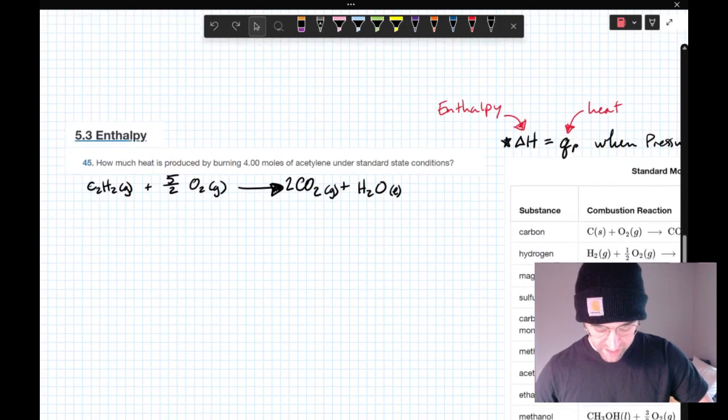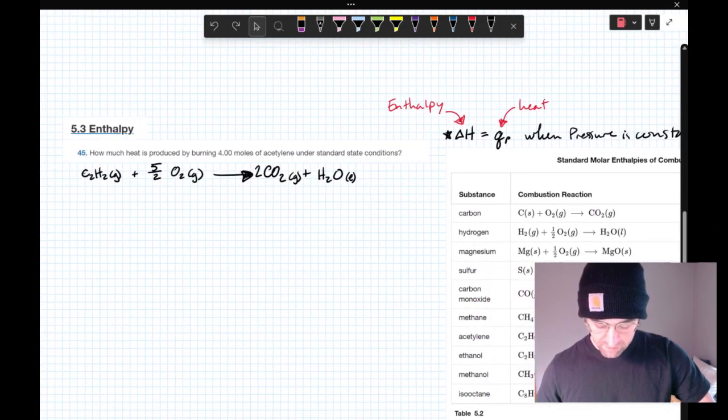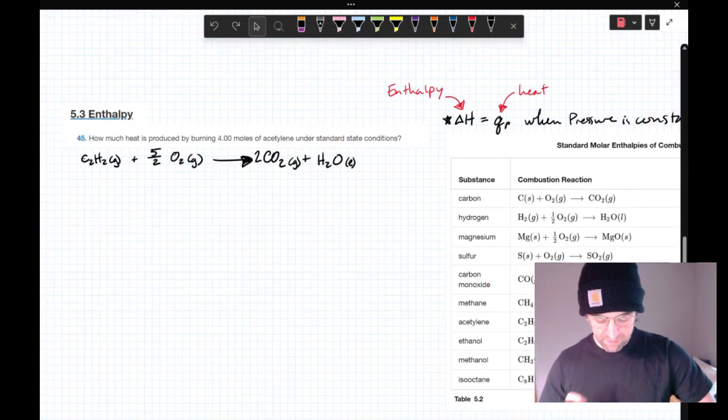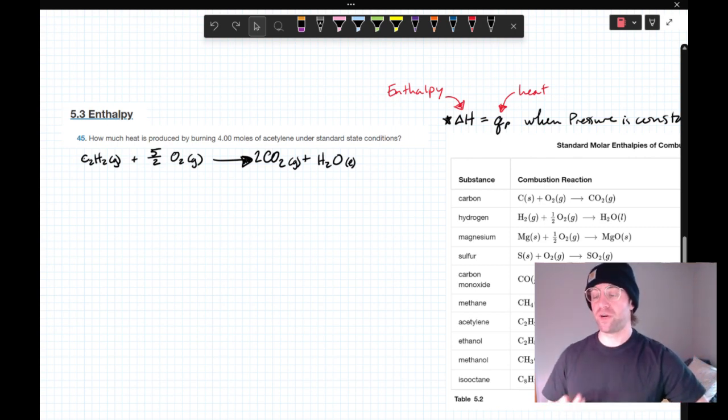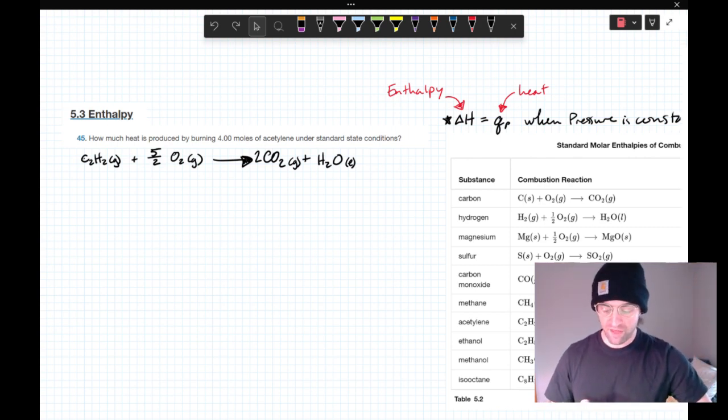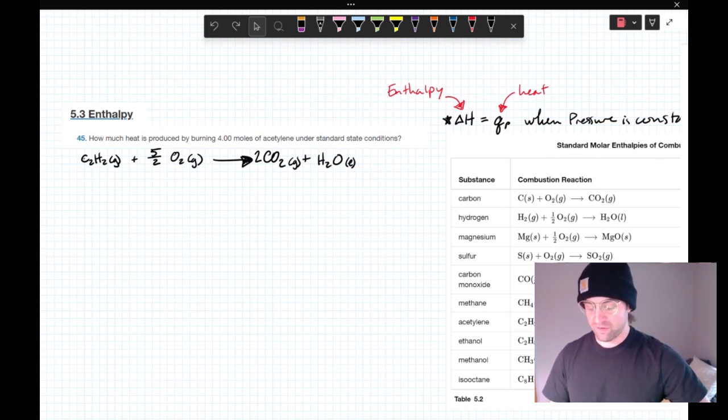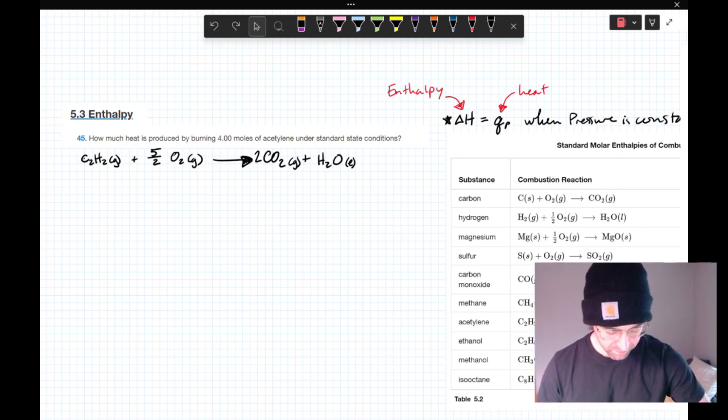All right, so getting into enthalpy. Conceptually, if your pressure remains constant, then the change in enthalpy is equal to the change in heat. So the terms can be used interchangeably.